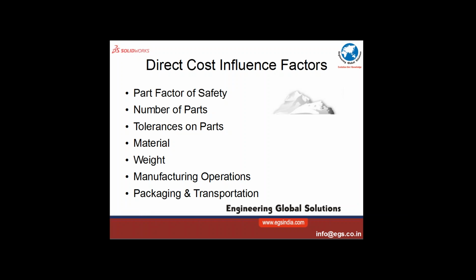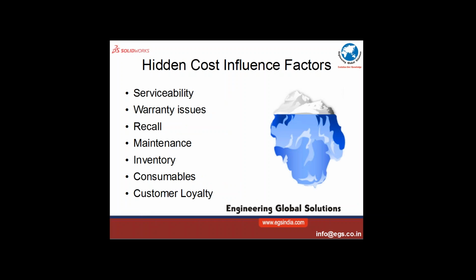What we see day in and day out in these 7 factors are nothing but the tip of the iceberg. When we go deeper, we see serviceability costs, warranty issues, recalls, maintenance costs, inventory costs, consumables used in our organization to produce the products or at the customer end, and last but not the least, the customer loyalty. These are the cost influence factors which are hidden, below the water level, the lower portion of the iceberg. While we see the tip of the iceberg, what remains submerged is a lot more. And this is exactly what happens in an organization. So unless we take into consideration the direct costs or the explicit costs and the hidden costs together, the design for cost objectives would never be met.